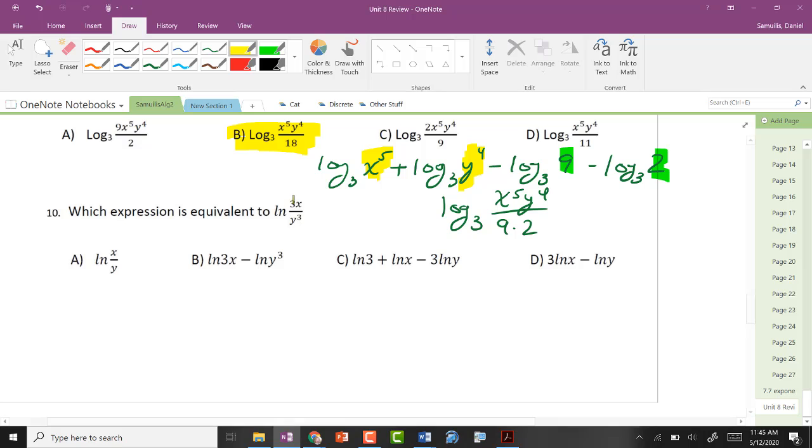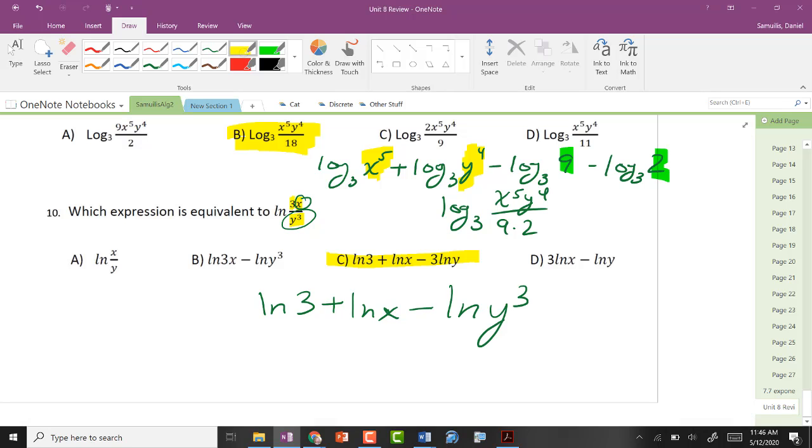Okay, so how many terms do we have? 1, 2, 3. So we should have 3 logarithms. I can automatically assume it's this one because that's the only one that has 3 logarithms. But it's natural log of 3. Those are being multiplied, so those expand to multiplication. This is in the denominator, so that expands into subtraction. And this had an exponent, so that exponent drops to the front, and that's where we get this one. So the answer is C.